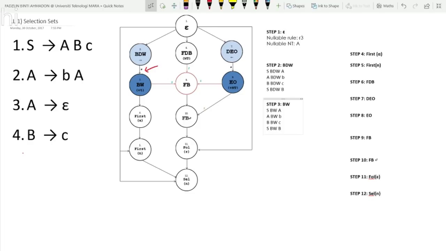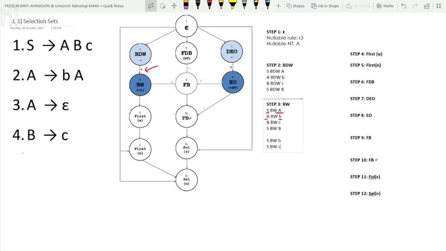The second property is the transitive property. So again, because we have S BW A and then we have A BW b, therefore what should we have? In the transitive property, we will have S BW small letter b. Okay, same goes to this. We have S BW B and then B BW c, therefore we should have S BW small letter c. So that is the transitive property.